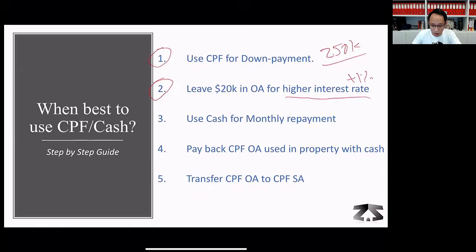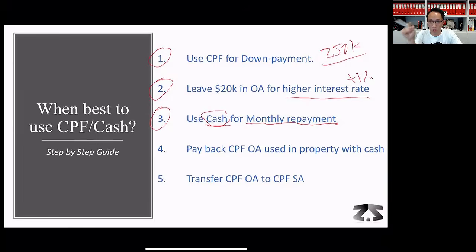All right. Now, if you're very comfortable already, what I usually advise my clients is step number 3. Instead of using your CPF for your monthly repayment, use cash instead. You can always start off with using CPF, but when you have some savings and you're diligent enough to save up, or your income has risen somewhat, you can slowly change more towards using cash. Not all at one time. It's very easy to change.